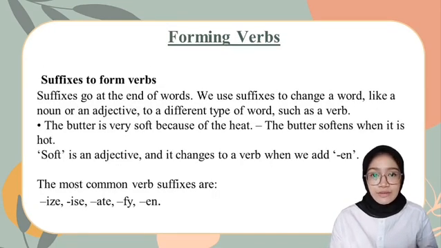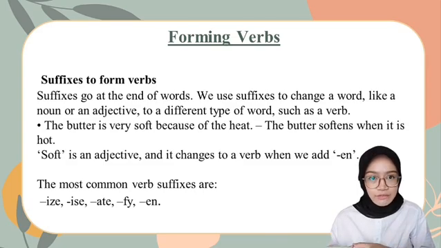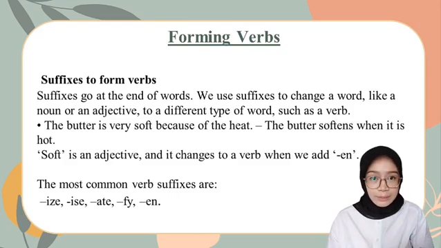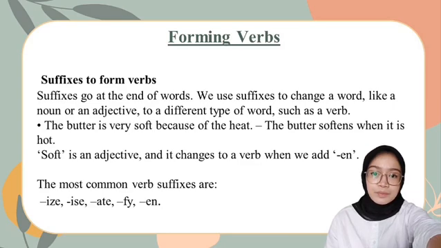And the next is suffixes to form verbs. Suffixes go to the end of a word. We use suffixes to change a word, like a noun or an adjective, to a different type of word, such as a verb. For example, the butter is very soft because of the heat. So, the butter softens when it is hot. Soft is an adjective and it changes to a verb when we add en.